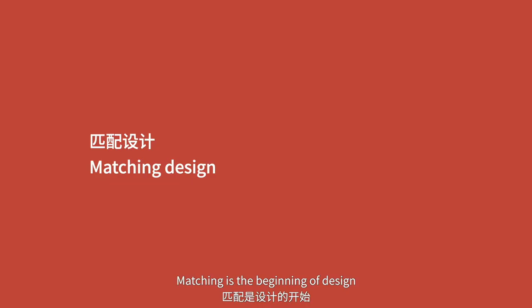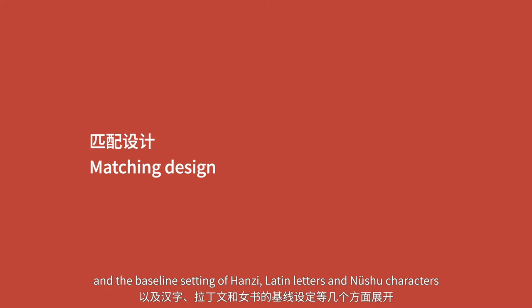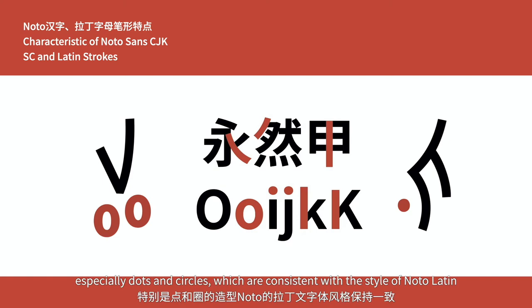In the beginning of the design, we start from the characteristics of the glyph shapes and the glyph proportion of Noto CJK SC and Noto Latin, and the baseline setting of Hanzi, Latin letters, and Nüshu characters. The arts of Noto Traditional Nüshu are referenced to other Noto typefaces, especially dots and circles, which are consistent with the style of Noto Latin.